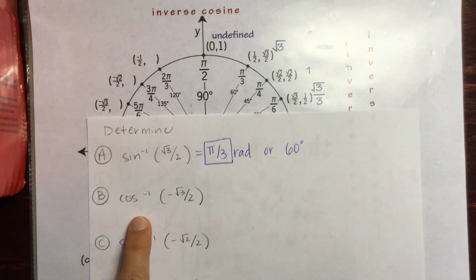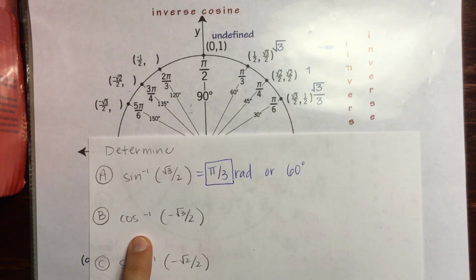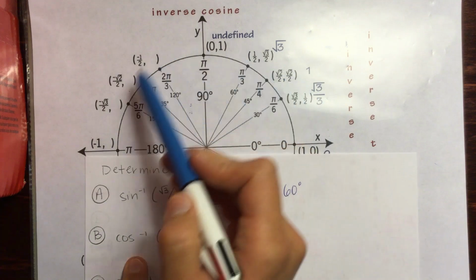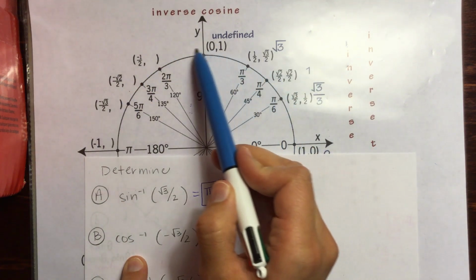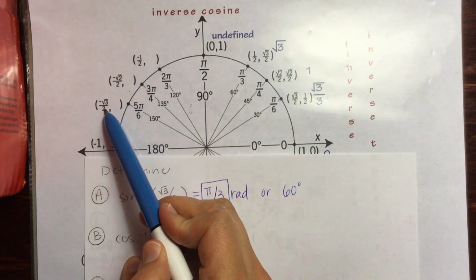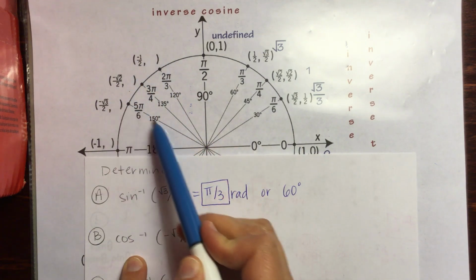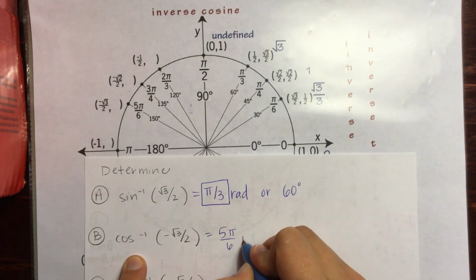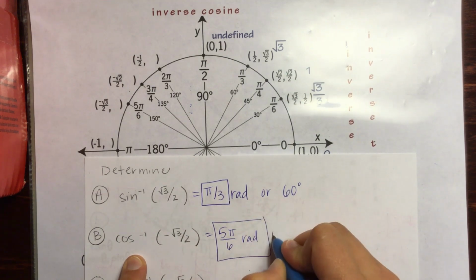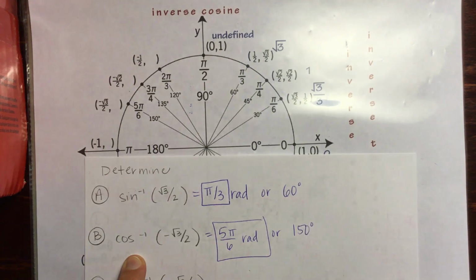All right, example 2. Inverse cosine of negative square root 3 over 2. Inverse cosine is only across the top. Cosine is my x coordinate point, so I need to look through where is negative square root 3 over 2. Oh, that happens here at this angle. And I am going to use radians, but you could also say 150 degrees.